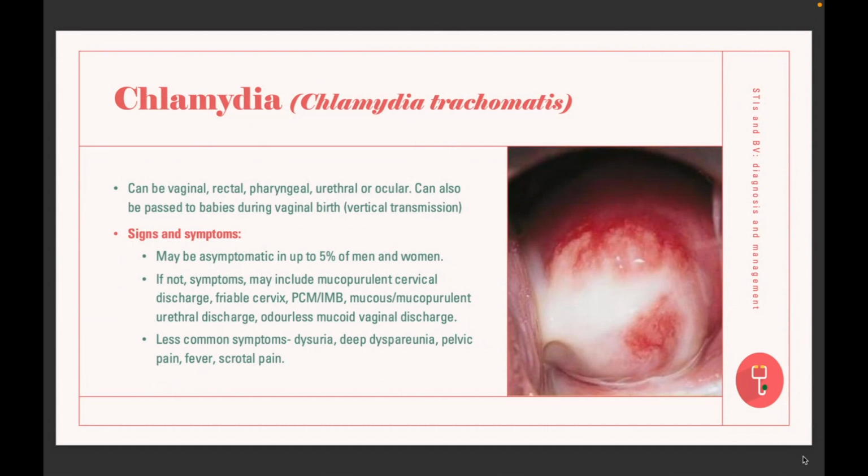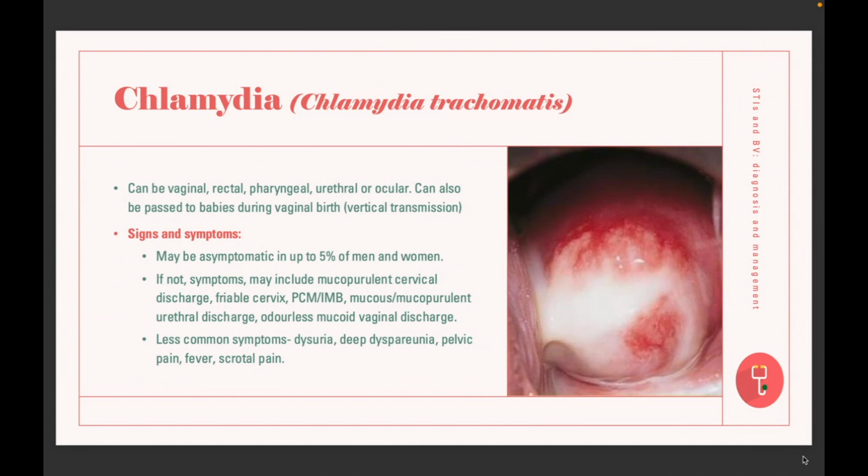So chlamydia, one of the most common STIs that you'll see in clinical practice. It may be asymptomatic in a lot of patients. If it's not asymptomatic, symptoms can include mucopurulent, which just means it looks a bit mucousy and has pus in it, cervical discharge, a friable cervix, which means that when you touch it with, for example, a cotton swab, it will bleed, post-coital bleeding and intermenstrual bleeding, so basically bleeding after sex and bleeding in between periods.